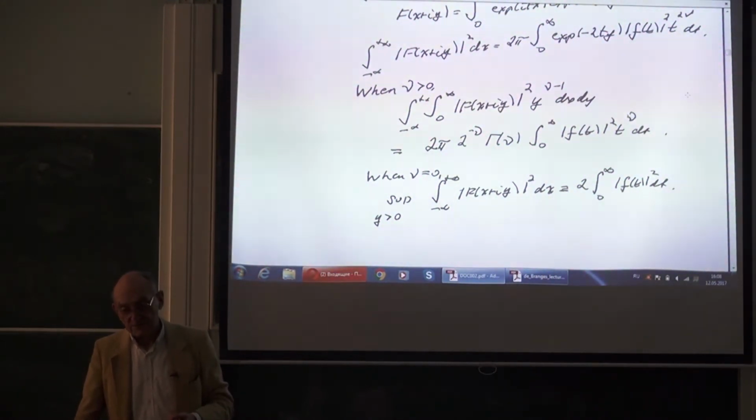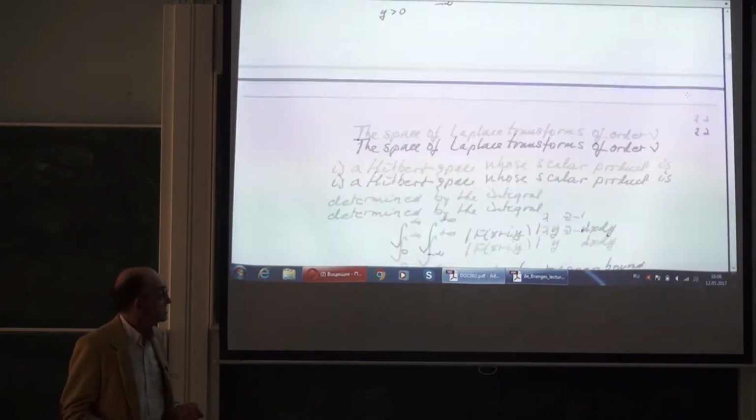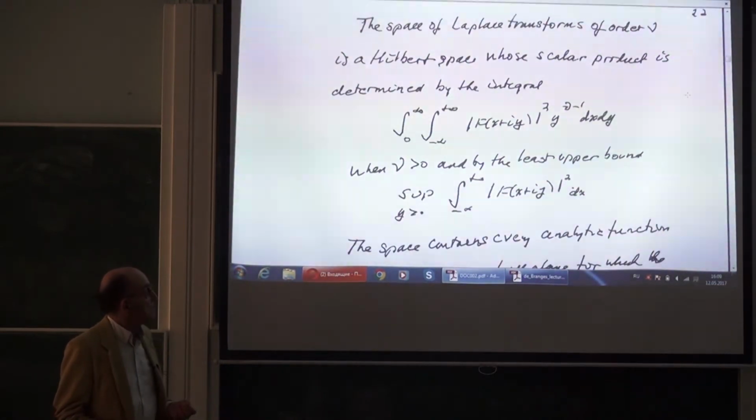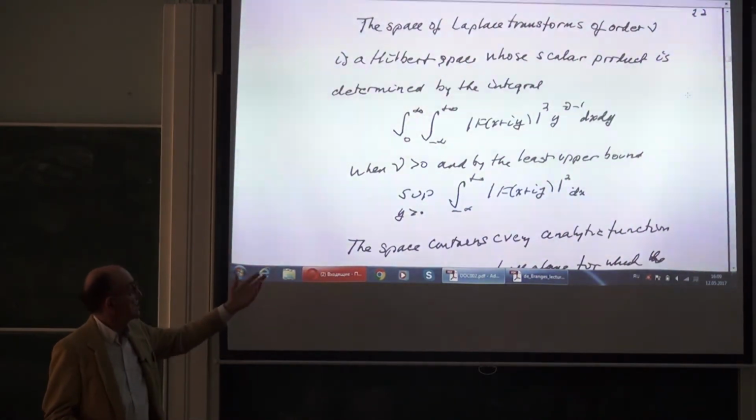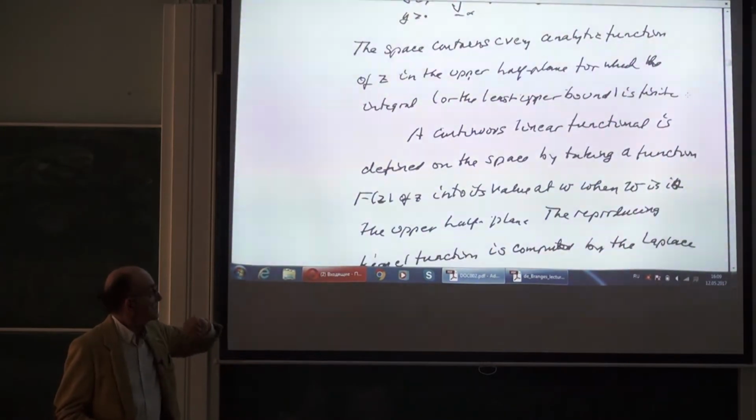And the spectral theory says, let's get on with it. The spectral theory says that this is describing the space, I think, of all analytic functions.